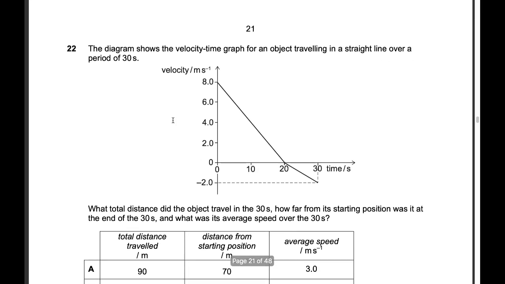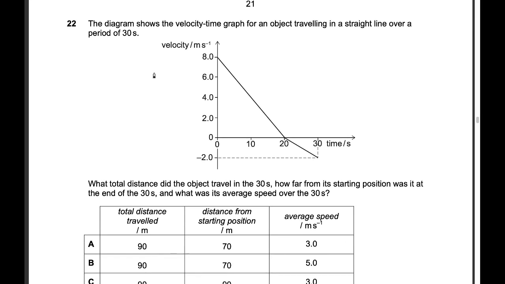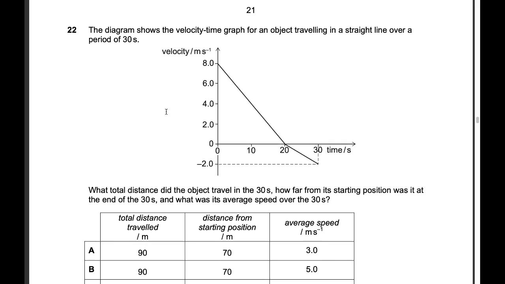Okay, moving on. The diagram shows the velocity time graph for an object traveling in a straight line over a period of 30 seconds. Okay, so as I mentioned earlier, the gradient here is the acceleration, and the area under the curve, you can just think of that as actually the displacement.